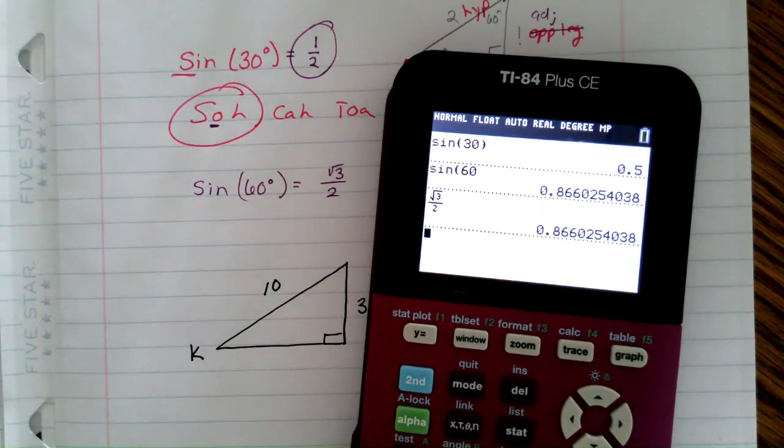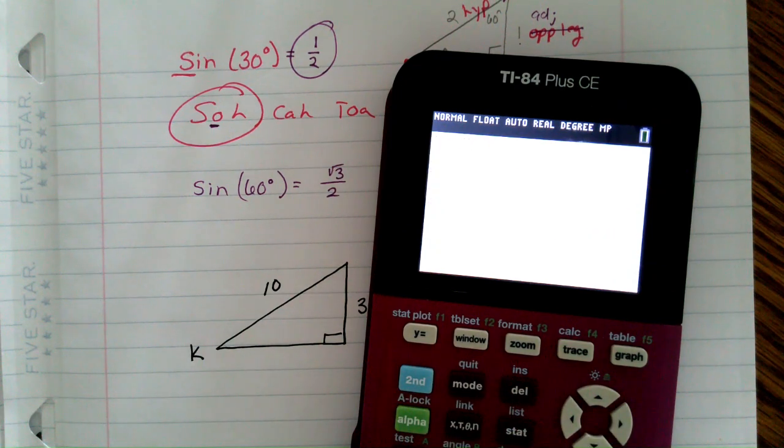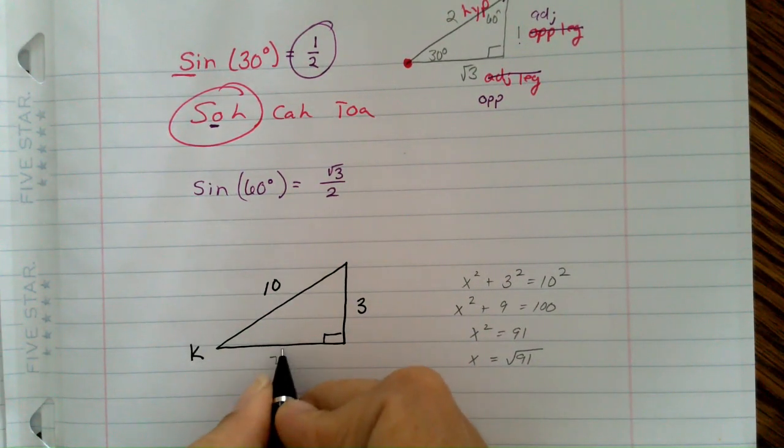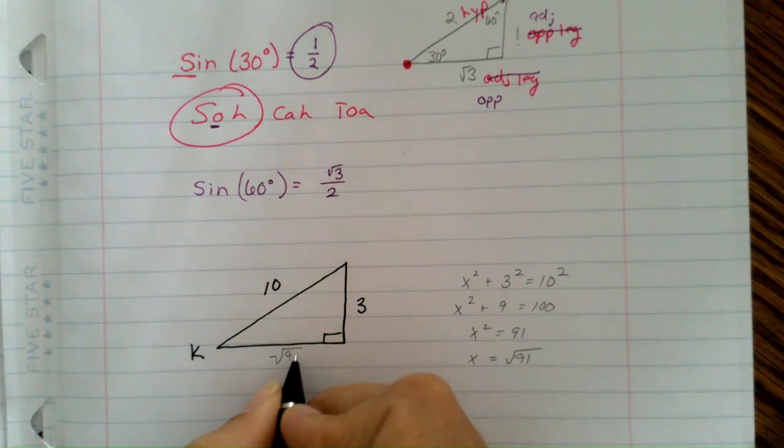Let's see. 91, I don't think, is prime. It's not. It's 7 times 13, but those are prime, so this doesn't have any socks to fold. If you don't know what I mean about folding socks, you might watch my reducing radicals video. So this side is root 91.